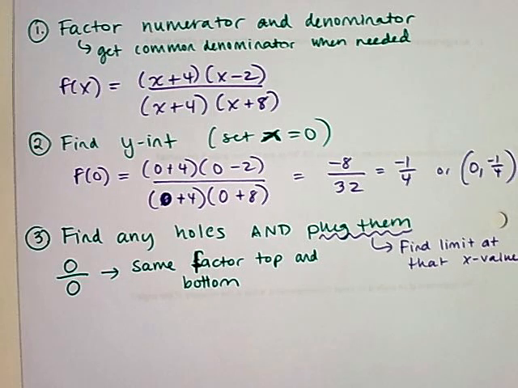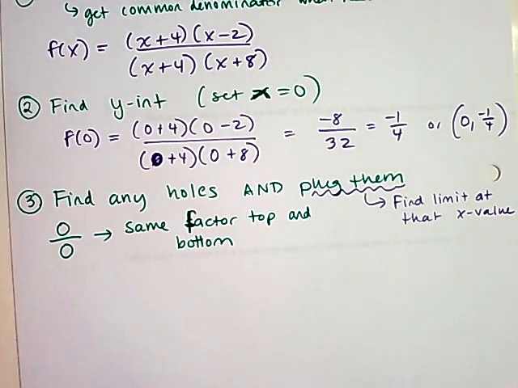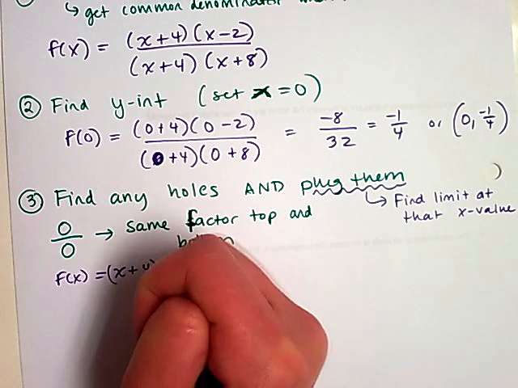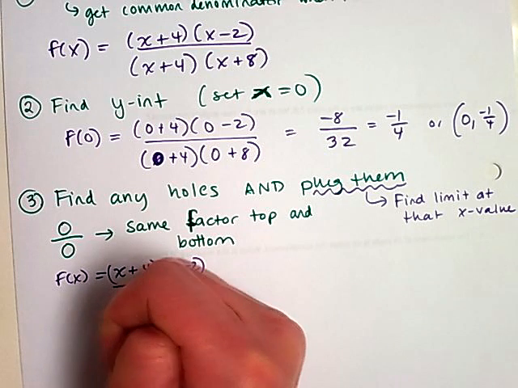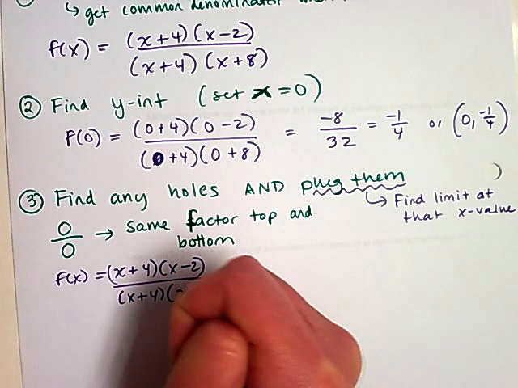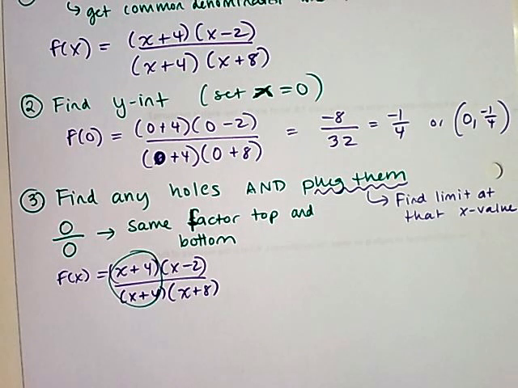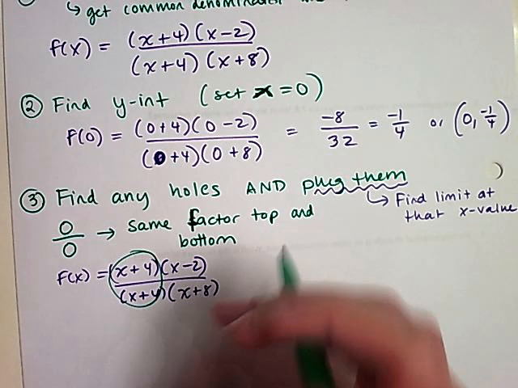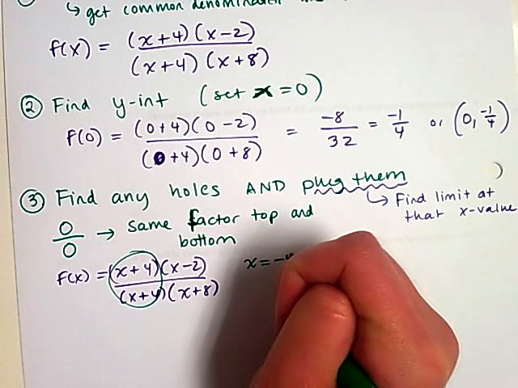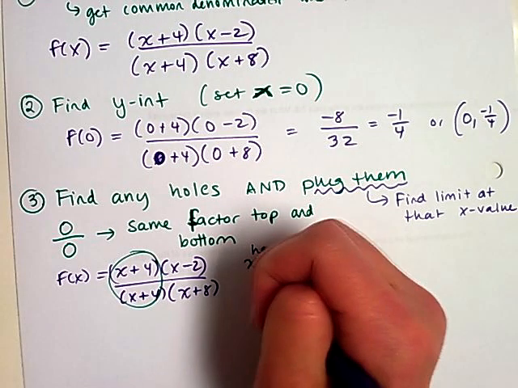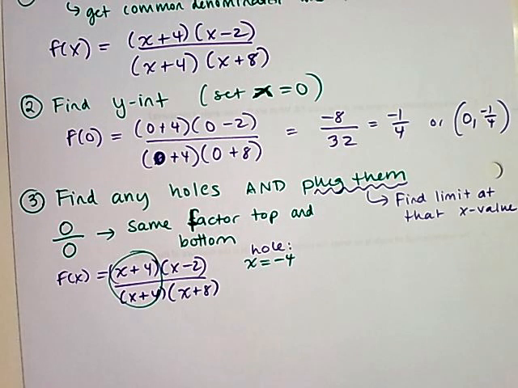If we look at our example, f of x equals x plus 4 times x minus 2 over x plus 4 times x plus 8. What value of x is going to make both the numerator and the denominator 0? I already see I have the same factor top and bottom. What value of x makes both of those factors 0? It would be x equals negative 4. So it's not 4, it's negative 4. That is where my hole is. So I have a hole at x equals negative 4.